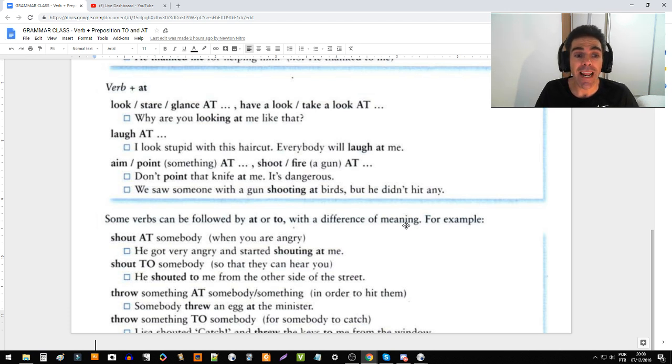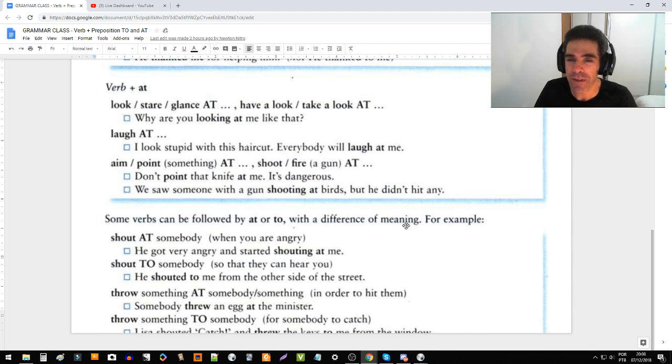We also say laugh. Laugh is ha ha ha. When you laugh at something. I look stupid with this haircut. Everybody will laugh at me. They will laugh because of my stupid look. They will laugh at me. Okay? They will not laugh with me.